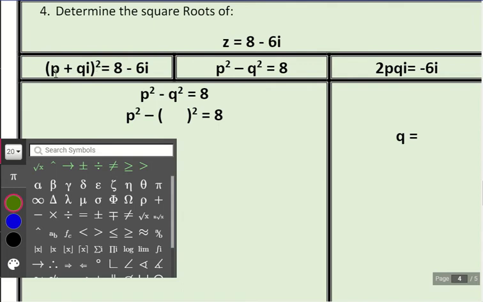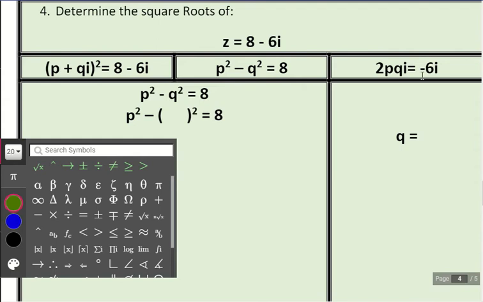So what we want to do, when we distribute (p plus qi) squared, we get p squared minus q squared plus 2pqi. So we take the real component, which is the 8, and set that equal to p squared minus q squared. We take the imaginary component, which is negative 6i, and set that equal to 2pqi.